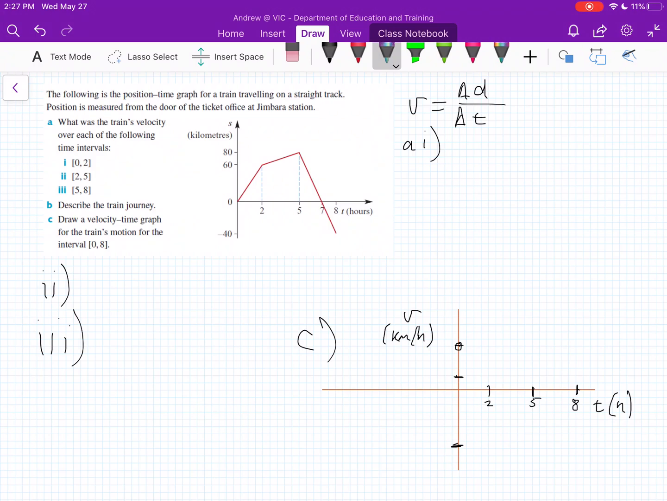G'day everyone! So in this video we're going to be looking at a worded question for rates of change, essentially comparing these with a graph and explaining what's happening through a graph. So we'll just get into the question.